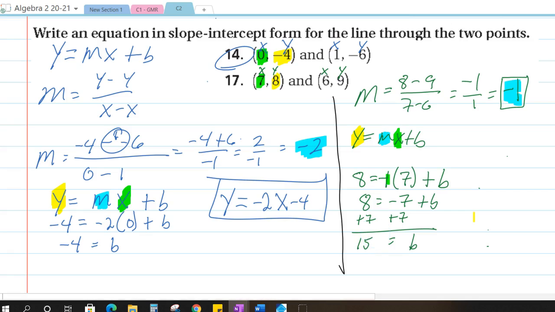Now I can go ahead and write my answer. Y equals mx plus b. My m was negative 1.